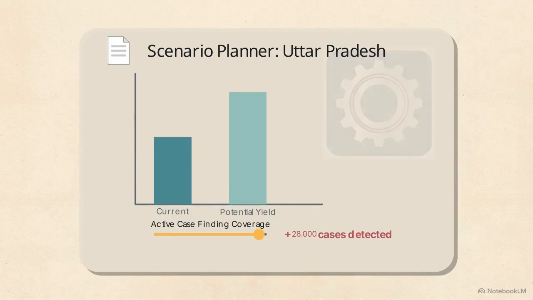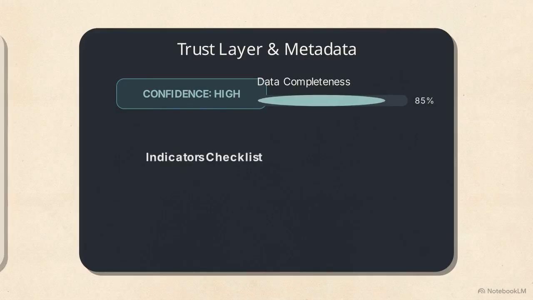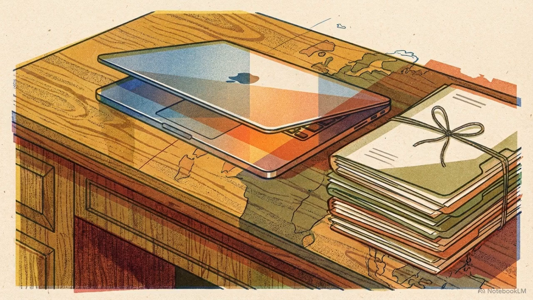before deploying teams. Transparency is built into the interface. Every output includes explicit confidence labels and lists any missing indicators, so officials know exactly what the data does not cover. Because of strict data sharing regulations, the reasoning module runs entirely locally. Sovereign patient data and district burden estimates never leave government-hosted servers.